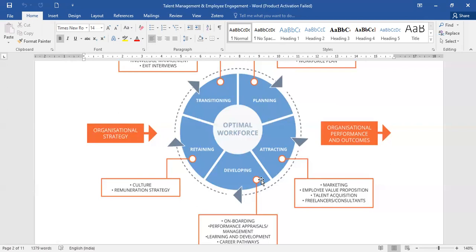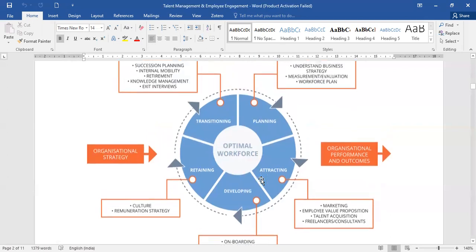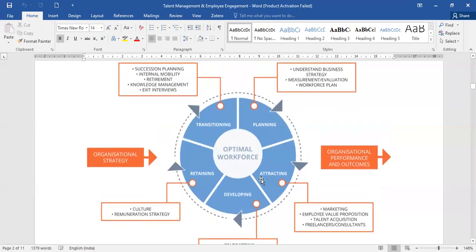Now transitioning is basically a plan for employee transition, wherein the knowledge of the employee is kept within the company. In other words, it is like knowledge management. So you can do succession planning, internal mobility, and you can have some retirement schemes. At the same time, you can have exit interviews, which will help your organization to keep the talent with themselves.